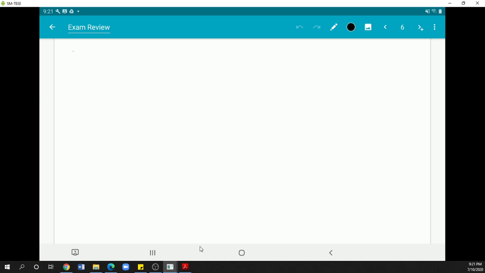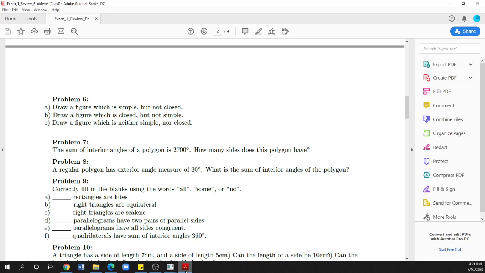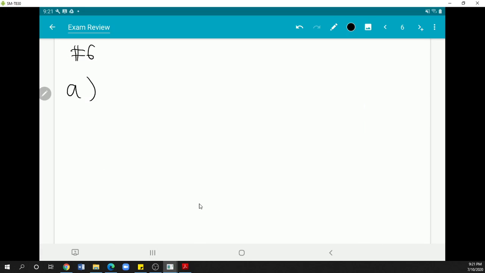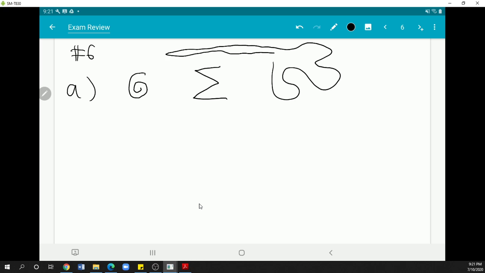So here, number 6, let's do A first. So that was simple, not closed. Some examples of things that would be simple and not closed would be, one of my favorites, a little spiral like that. This letter sigma here. This crazy thing over here. As long as it doesn't touch itself again. The letter backwards 3, lowercase epsilon. Any of those things would work. As long as it never crosses over itself again, it's completely fine.